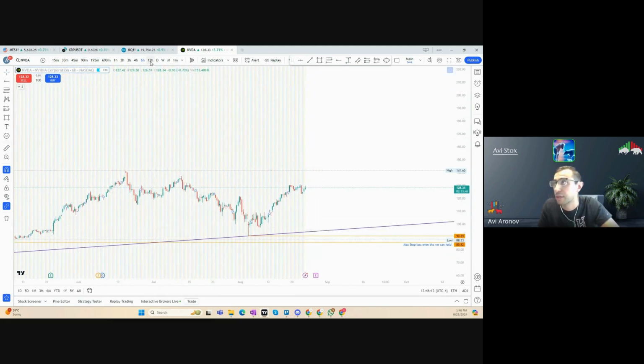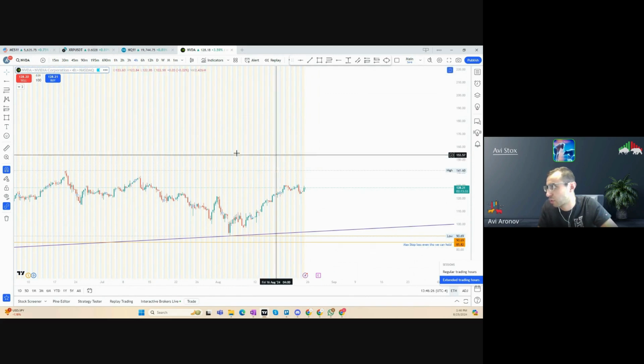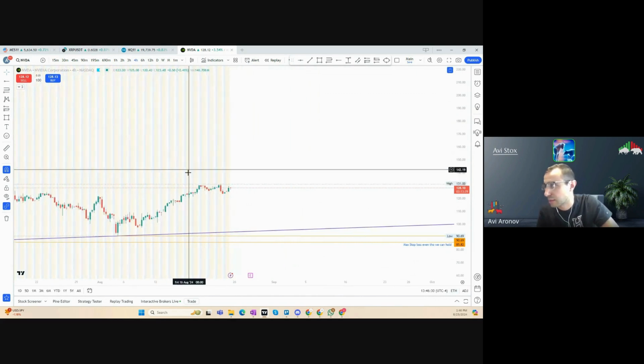We don't have support and supply and demand here. Those lines that you see, yellow and blue, are basically extended trading business hours, or the after-night session, when the market is closed.